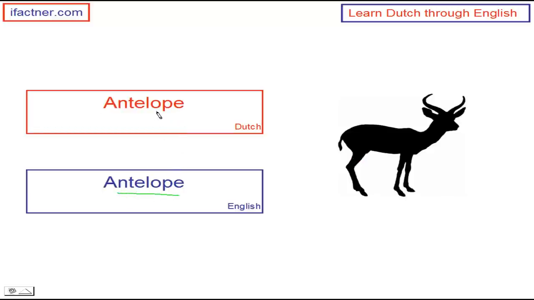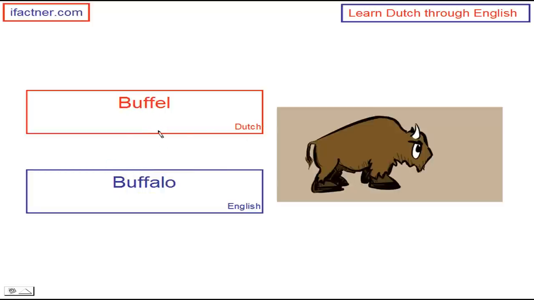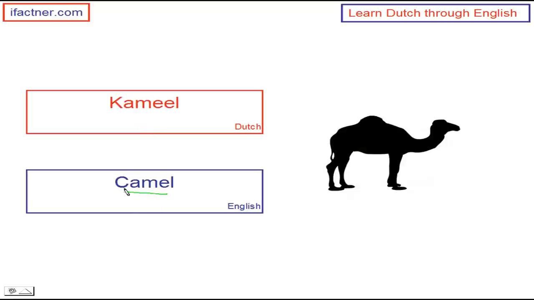Antelope. A-N-T-A-L-O-P-E. Antelope. Bear. B-E-E-R. Beer. Buffalo. Buffel. B-U-F-F-E-L. Buffel. Bull. Stier. Camel. Kameel. K-A-M-E-E-L. Kameel.